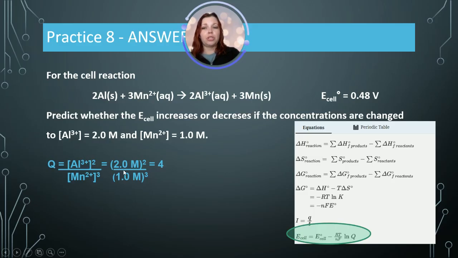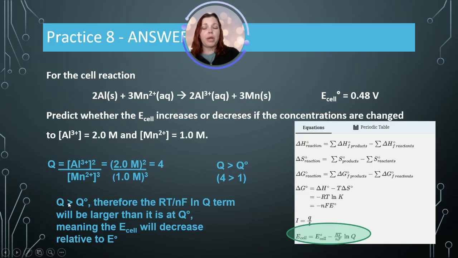So then our new concentrations are 2 for aluminum and 1 for manganese. So the manganese actually stayed the same, but we doubled the aluminum, and then that term is squared, and so our Q now has a value of 4. Before, our Q had a value of 1, our Q standard. So our Q is greater than Q standard. Therefore, the RT over nF natural log of Q term will be larger than it is at Q standard, meaning the Ecell will decrease relative to E standard because we've subtracted here.